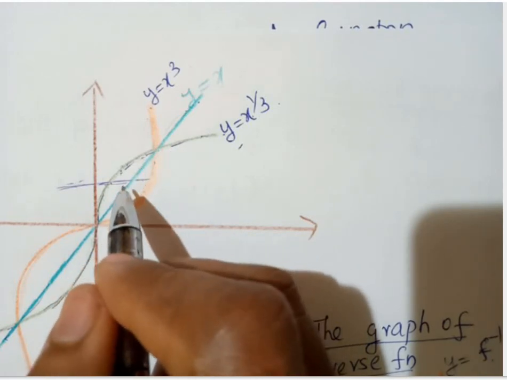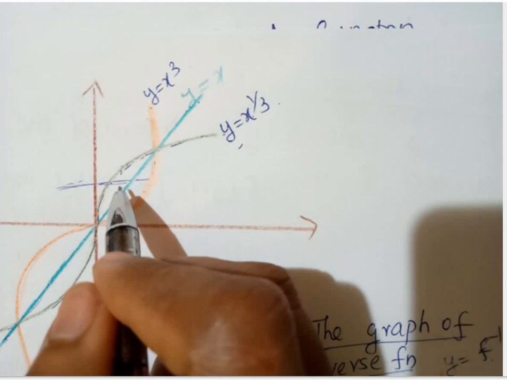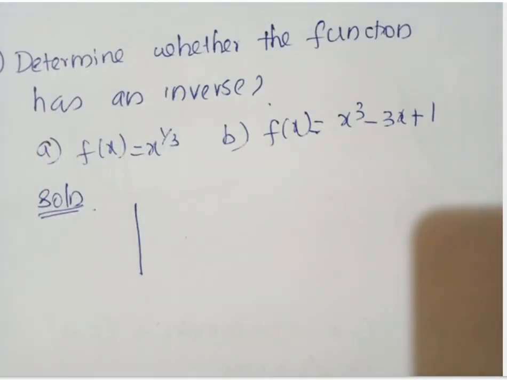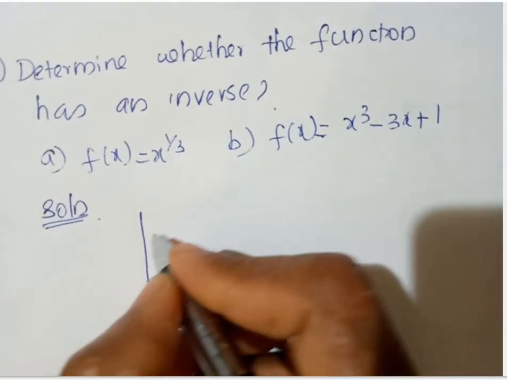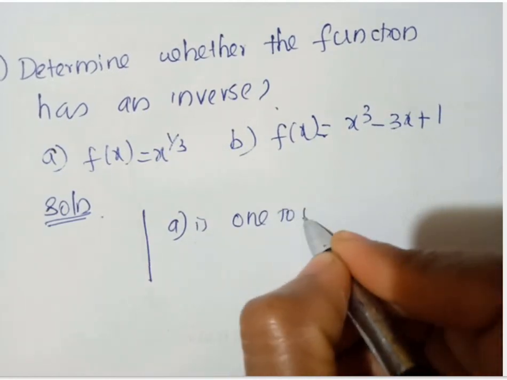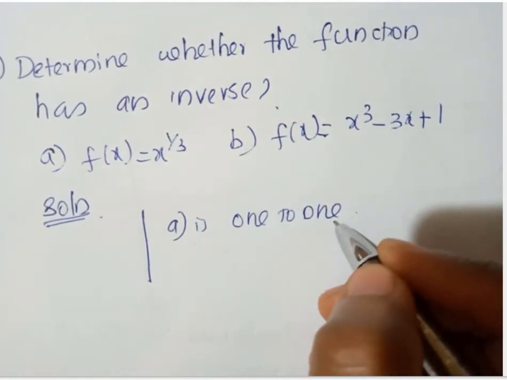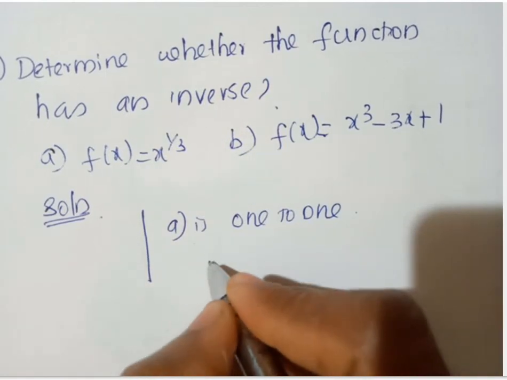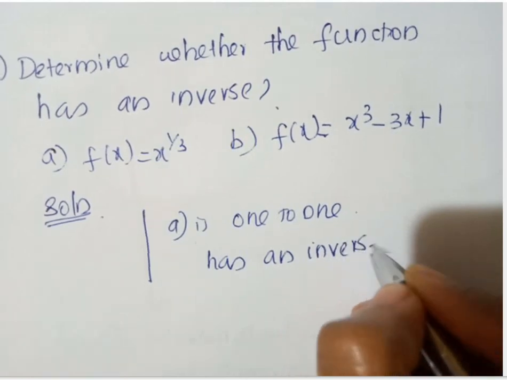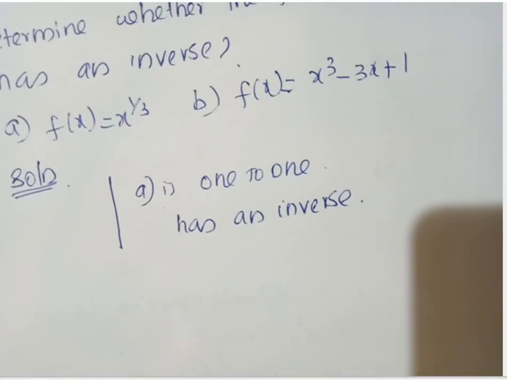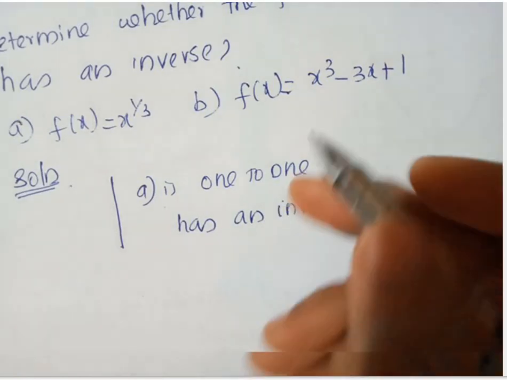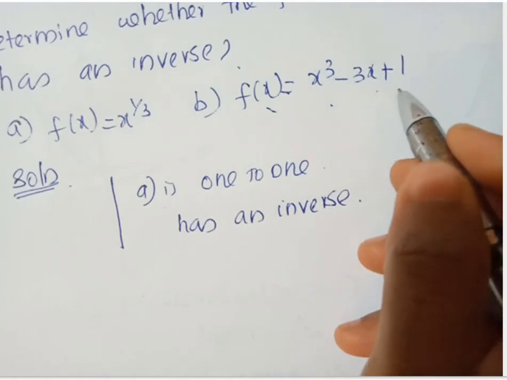So, through the horizontal line test, we can say that x raised to 1 by 3, the first one, is 1 to 1. So, it has an inverse. Right? So, what will be the case of f of x equal to x cube minus 3x plus 1?